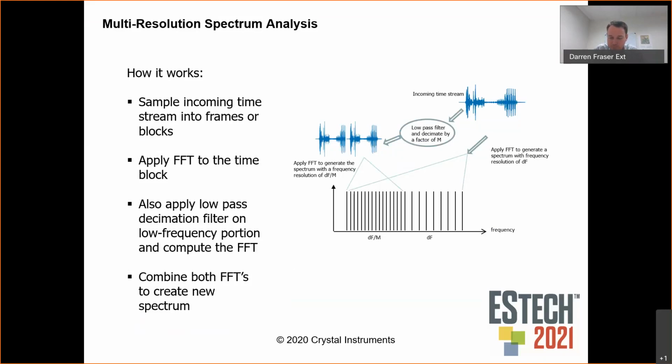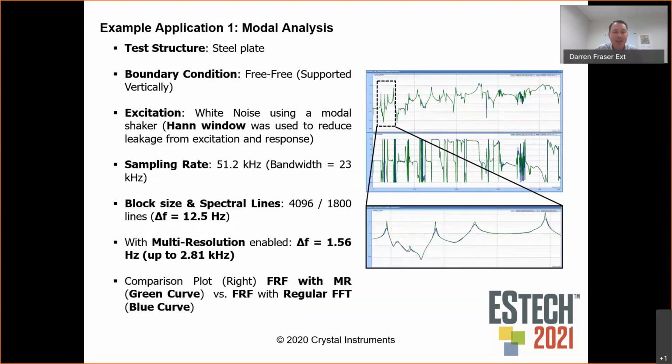Okay, so with all of that, let's talk a little bit about some examples to highlight the benefits of this, so that we can see this in practice. The first example I want to go through here is what I have on the screen, and that is a modal analysis example. So we took a steel plate and we hung it from a supported structure so that it had a free boundary condition. We used a modal shaker with a Hanning window and white noise to excite the steel beam.